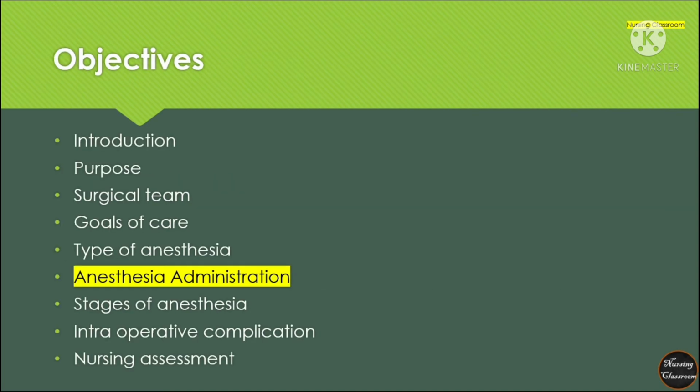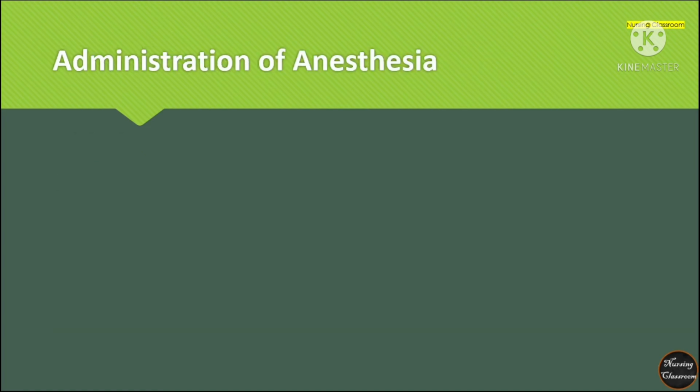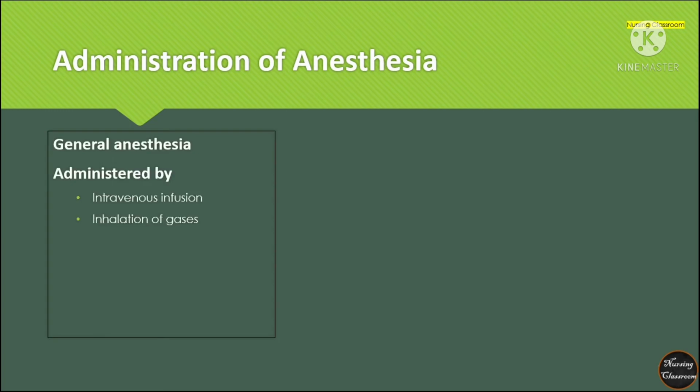Next topic is about administration of anesthesia. How the anesthesia is being administered. General anesthesia is administered by two routes. One, intravenous infusion, and the other one is through inhalation of gases. Gas is given either through mask or through the endotracheal tube.